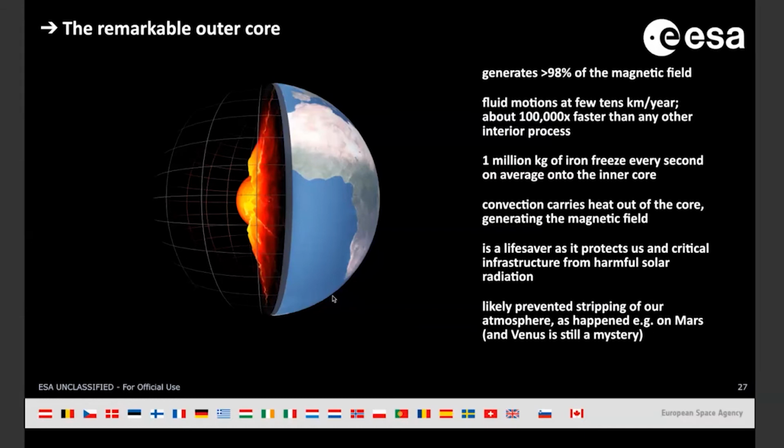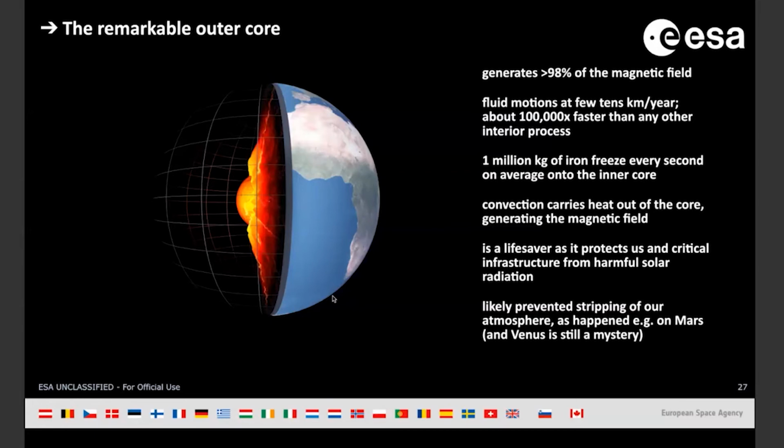Now, this geodynamo is essential for our planet because it gives us the shield that protects us from harmful radiation from space. And not only us people, but also the critical infrastructure that we nowadays have in space around us. For example, think about satellites that we use for navigation, for telecommunication, for television, for disaster monitoring, and for many, many other things. You will see another example in the talk just after mine. So we should be very, very grateful that we have this magnetic field, because without it, life as we know it would not be possible on this planet.